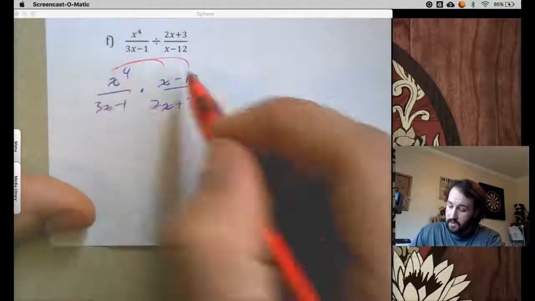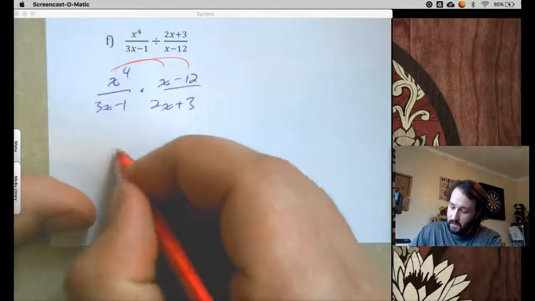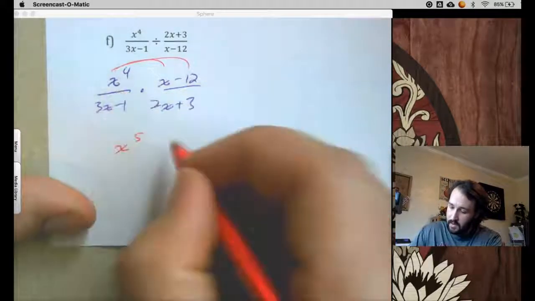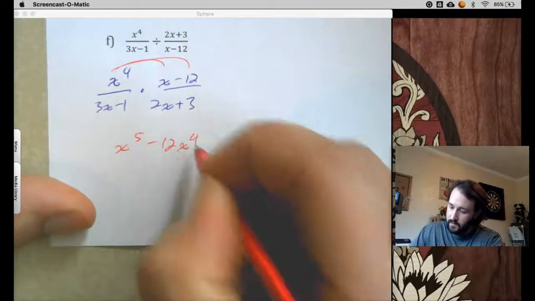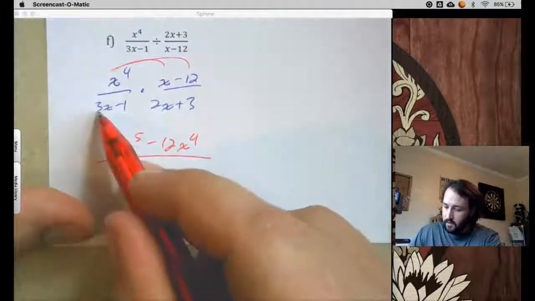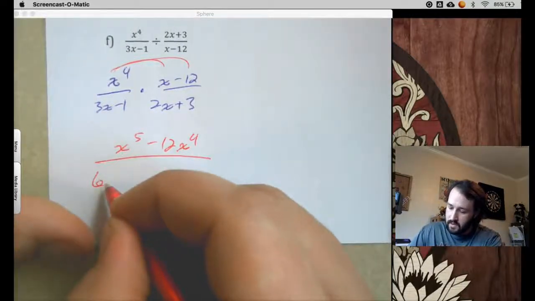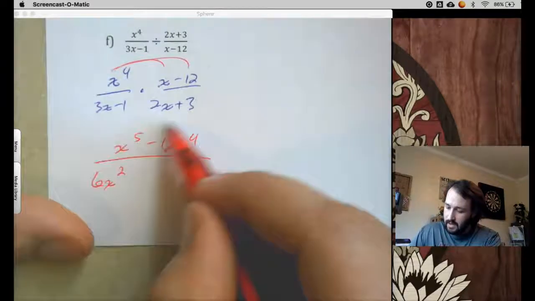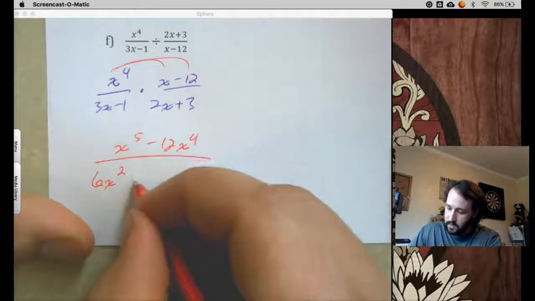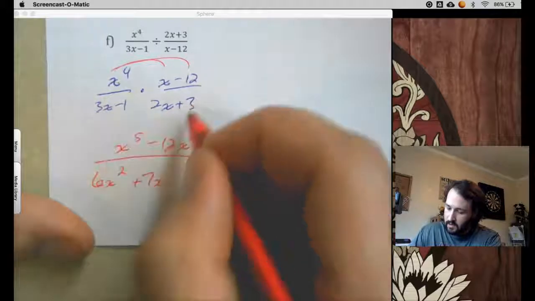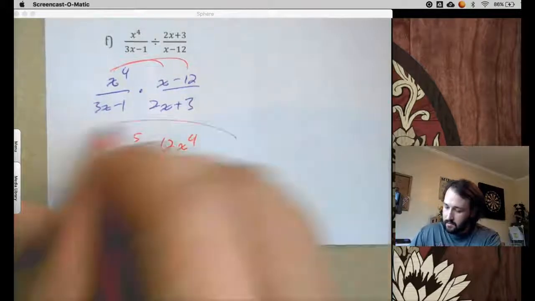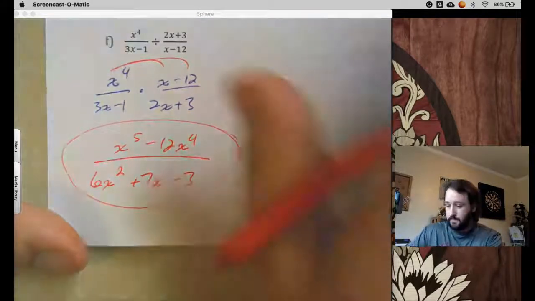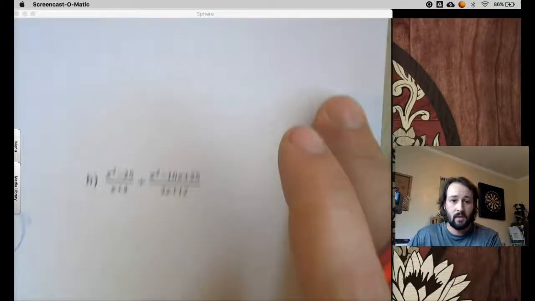So x to the 4th times both of those, so that would give me x to the 5th minus 12x to the 4th over 3x times 2x would give me 6x squared. So now 9x minus 2x would be plus 7x. Negative 1 and 3 is minus 3. There would be my solution. All right, moving on.